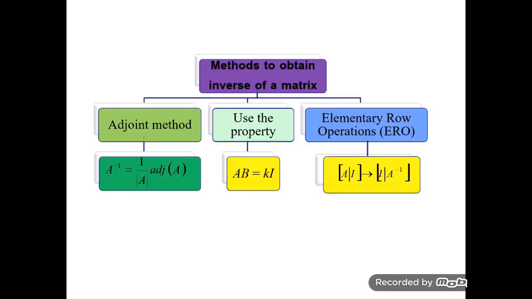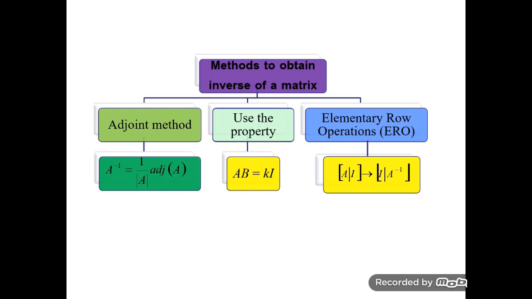Okay, in this video, we're going to learn how to find the inverse of a matrix. There are three methods to find the inverse of a matrix. The first method, we call it the adjoint method, where we are going to use the formula A inverse equals 1 over determinant of A multiplied by matrix adjoint A.